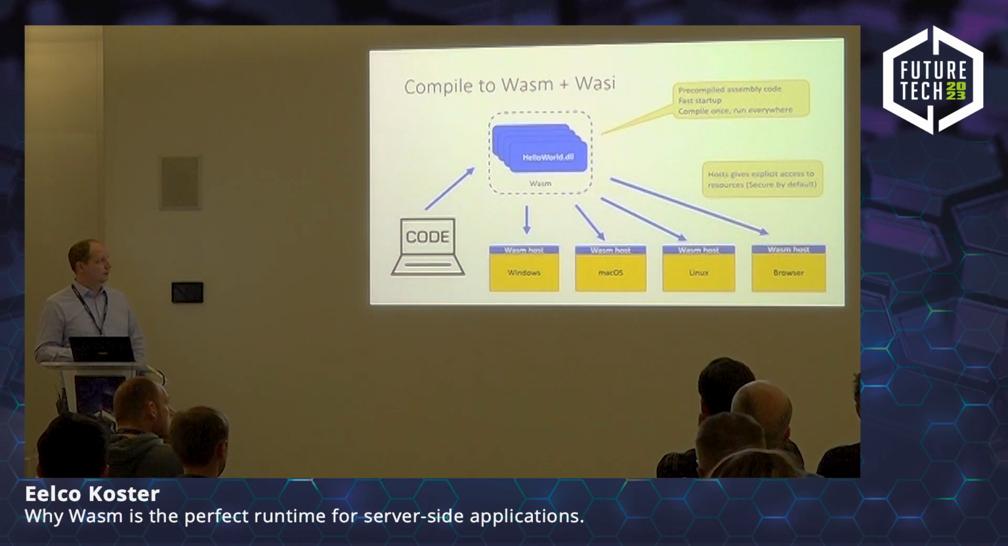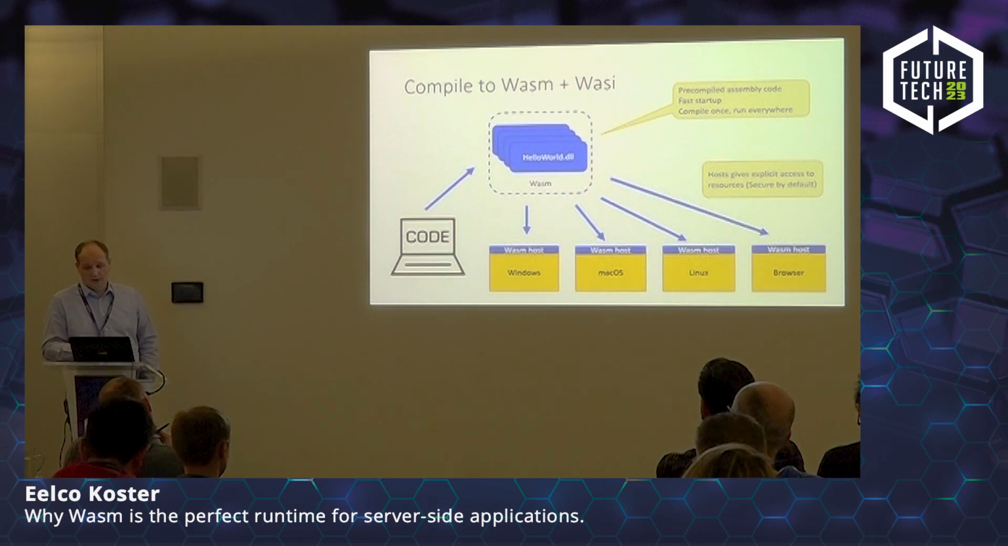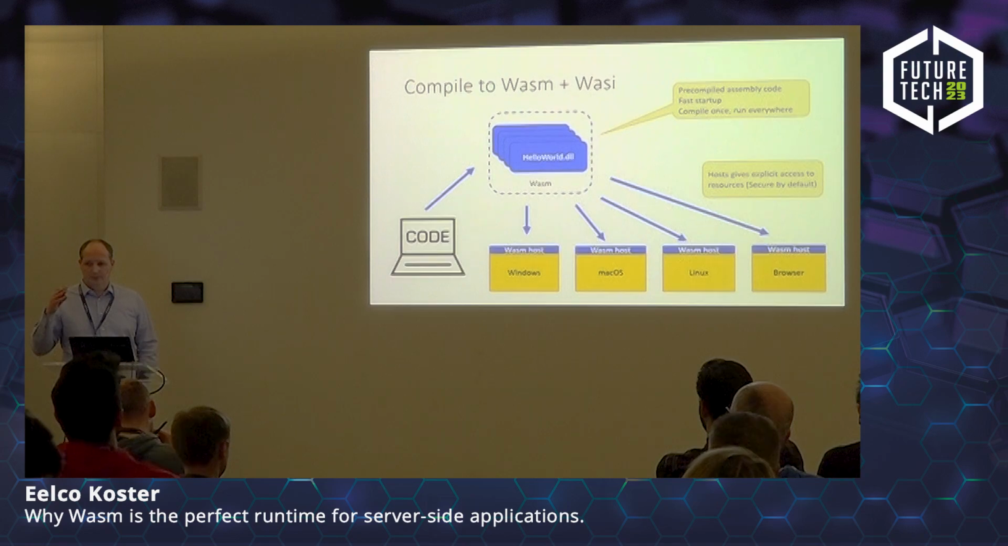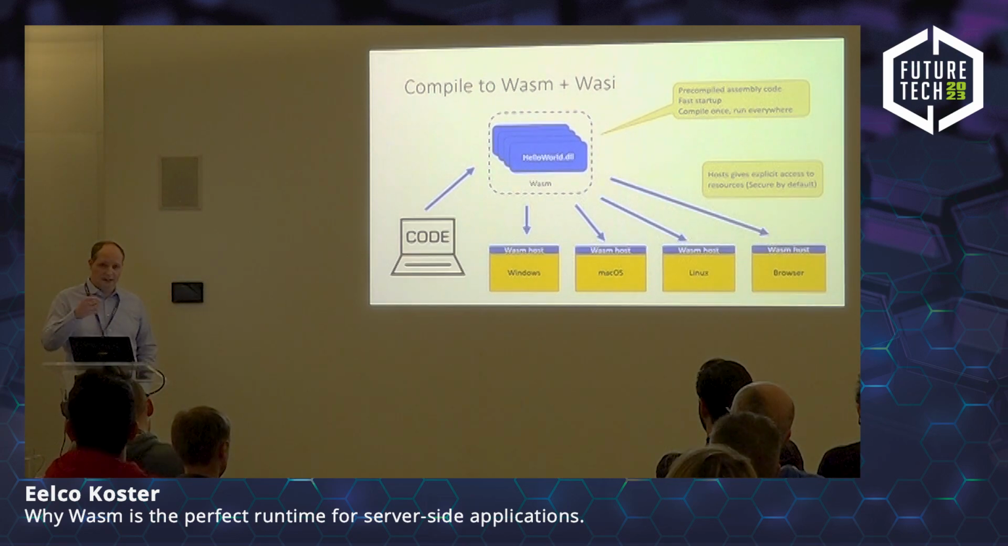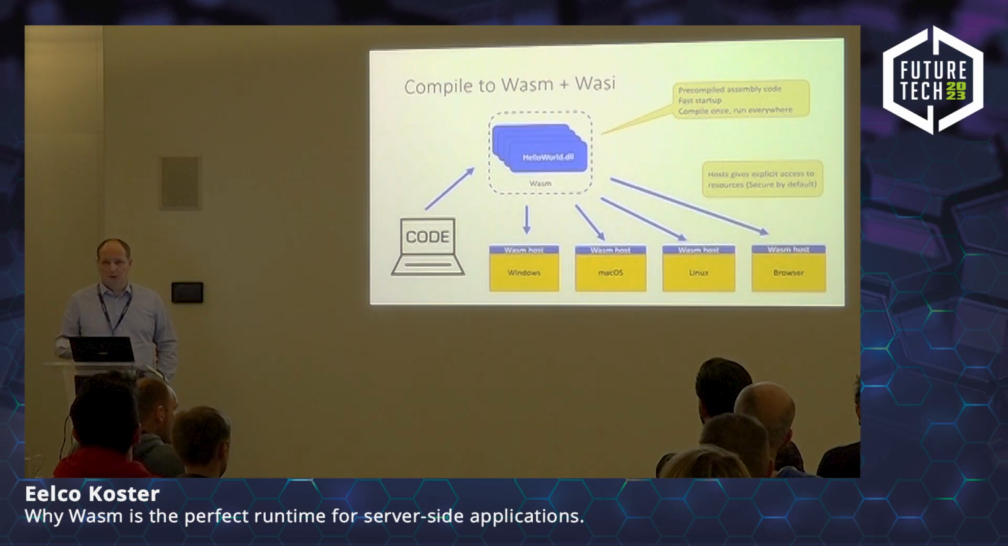And one extra thing that .NET code doesn't have, if you just compile .NET code, is that for the Wasm file, the host will have to give you explicit access to things like the file system, that kind of stuff. So if you want to run it, you have to explicitly say, okay, you can access the file system, or you can access the network, or that kind of stuff. If you don't do it, you don't have access to it.